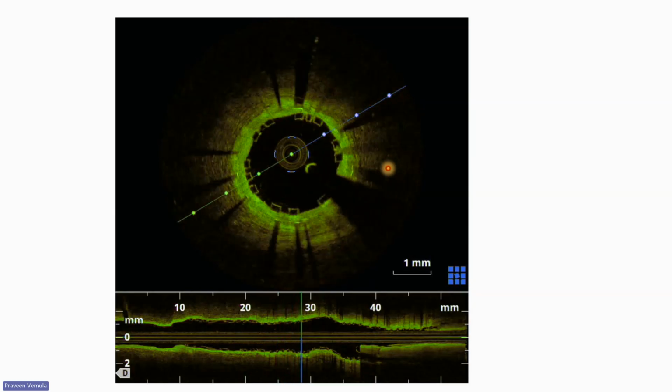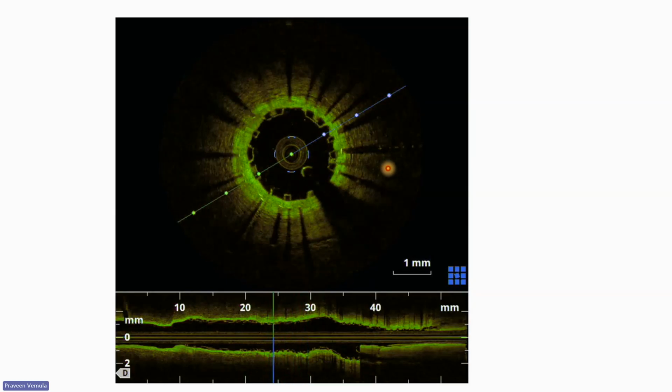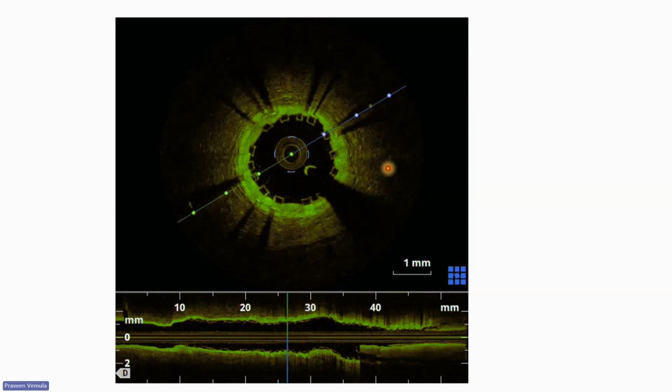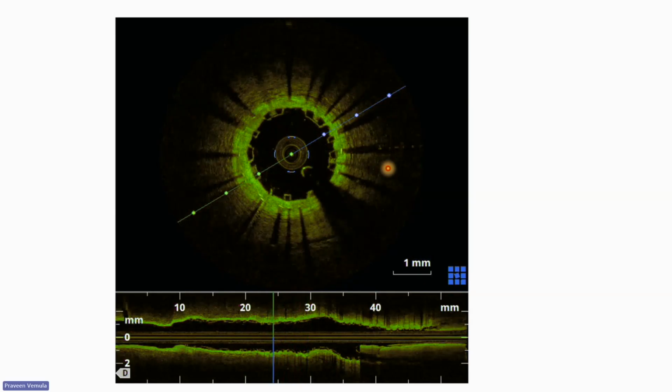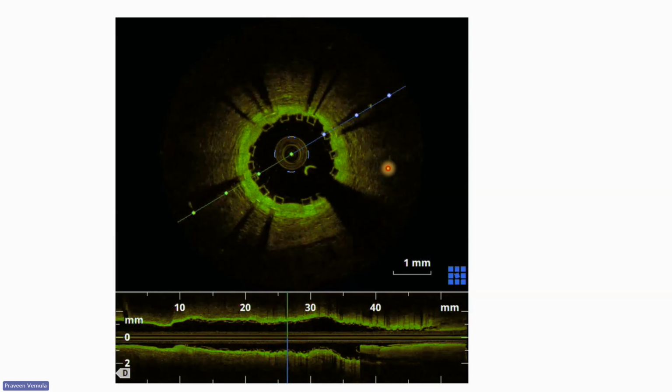Wait. What is the normal thickness? Usually coronary stent, 80 to 90. Yeah. Some people have even 60 also. 60 to 90 you can say. Okay. So what is happening?